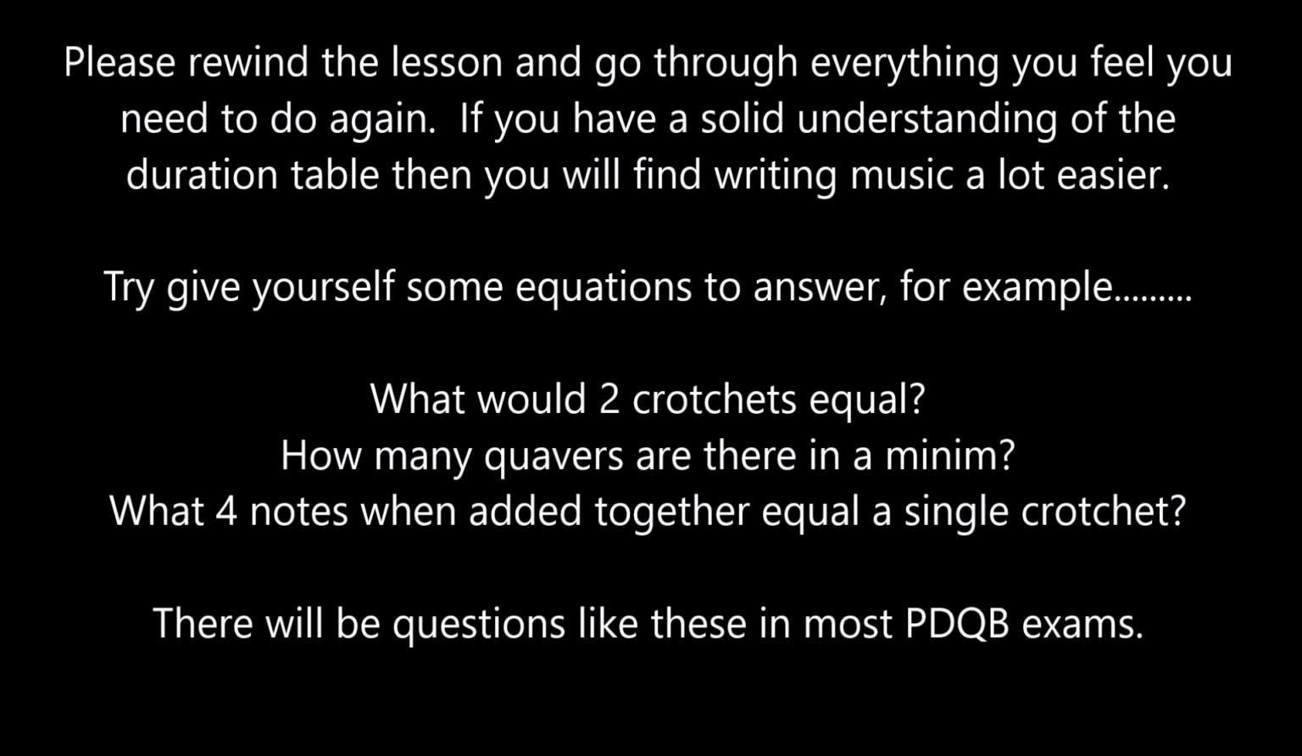So what would 2 crotchets equal? If you think of it in the duration table and add it up, 2 crotchets add up to 1 single minim, or 2 crotchets could equal 4 quavers. How many quavers are there in a minim? Well, if you think about it, there's 2 quavers in a crotchet, so it would be 4 quavers to make 2 crotchets to make 1 minim.